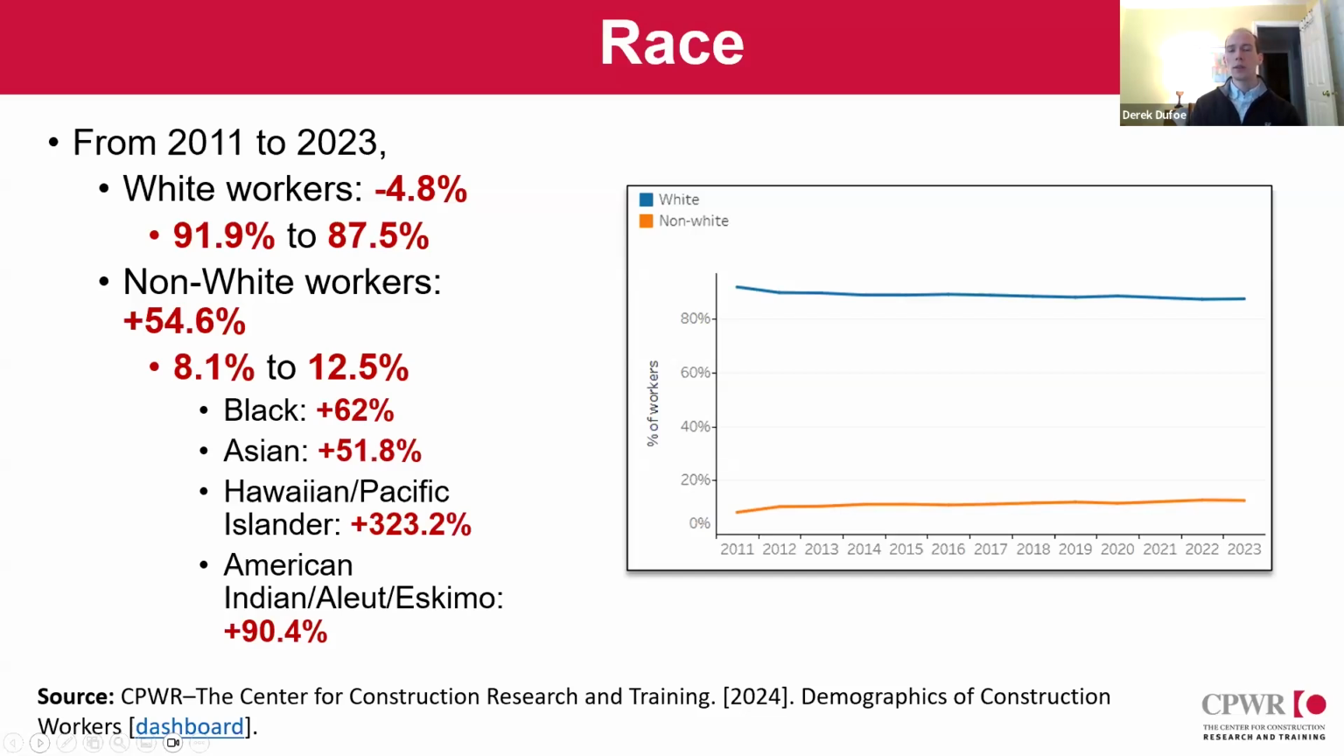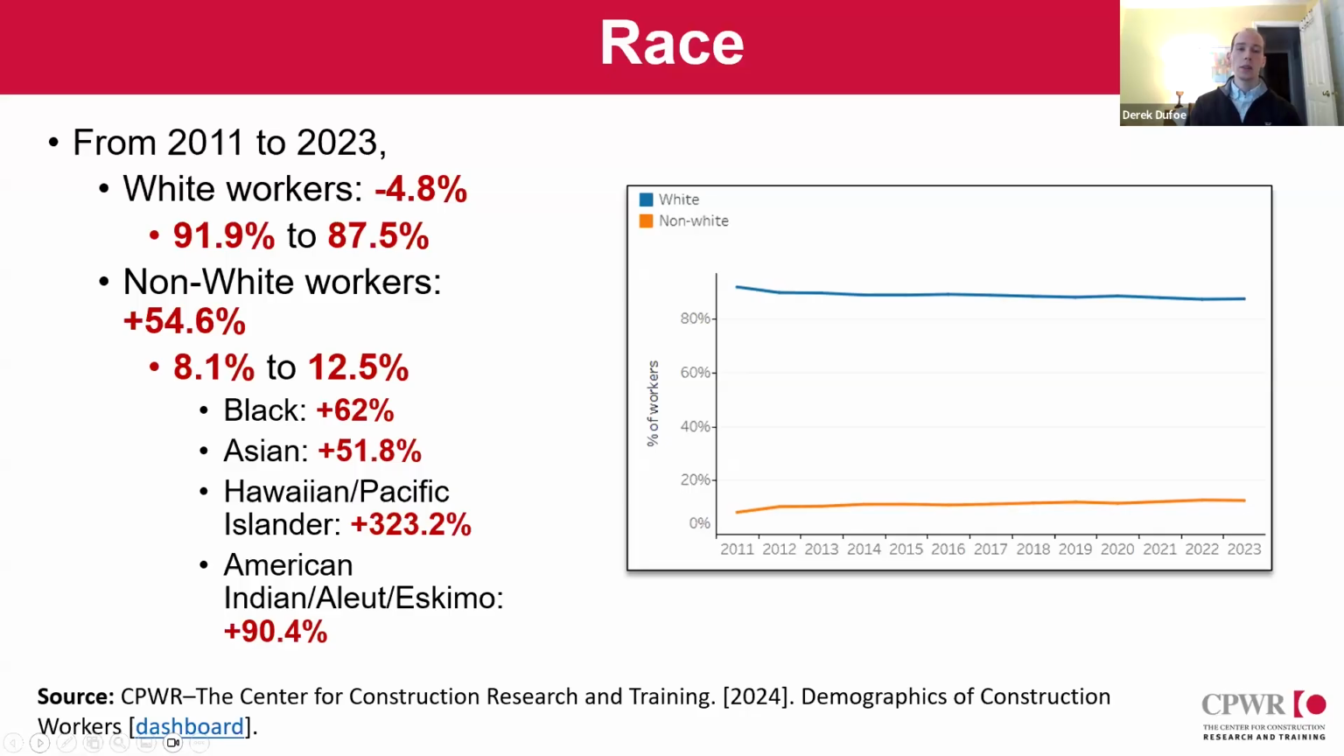And from 2011 to 2023, the percentage of white workers has decreased 4.8%, falling from around 91.9% in 2011 down to around 87.5% in 2023. And during the same period, the percentage of non-white workers in construction increased 54.6%, accounting for around 8% in 2011, up to around 12.5% in 2023.